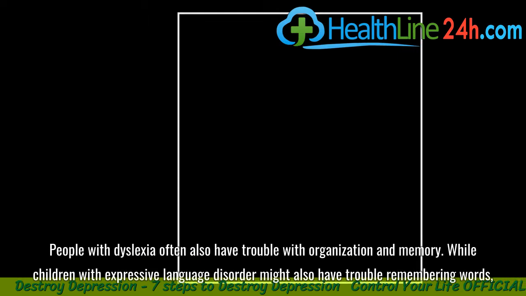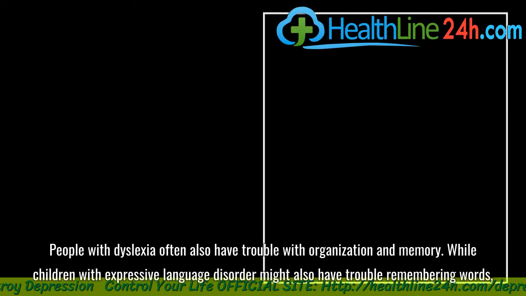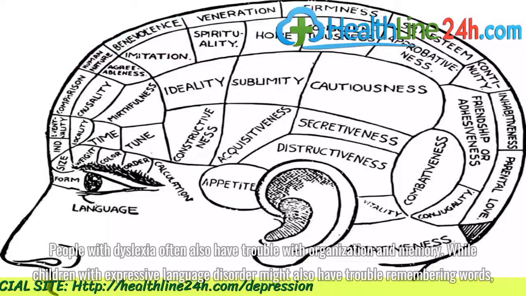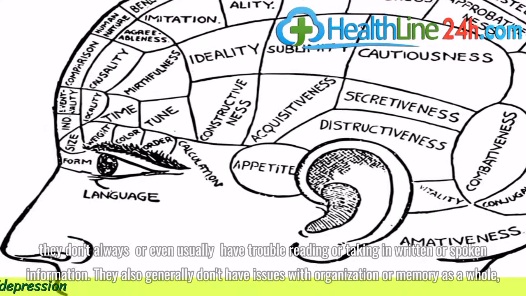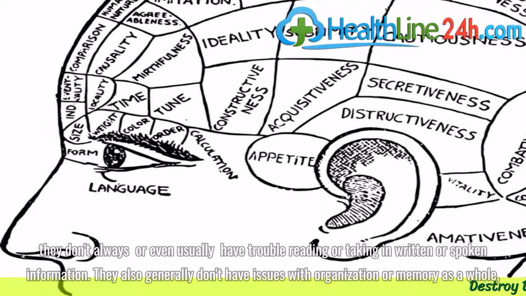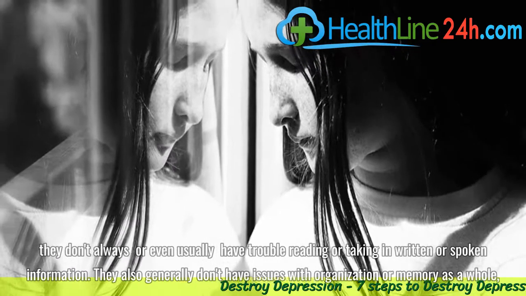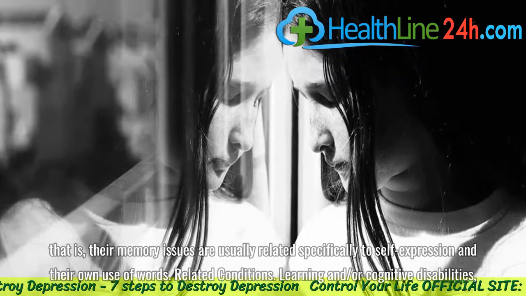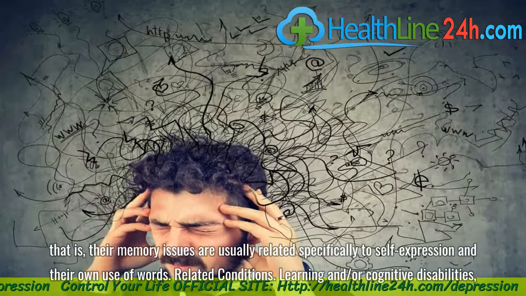People with dyslexia often also have trouble with organization and memory. While children with expressive language disorder might also have trouble remembering words, they don't always, or even usually, have trouble reading or taking in written or spoken information. They also generally don't have issues with organization or memory as a whole. That is, their memory issues are usually related specifically to self-expression and their own use of words.